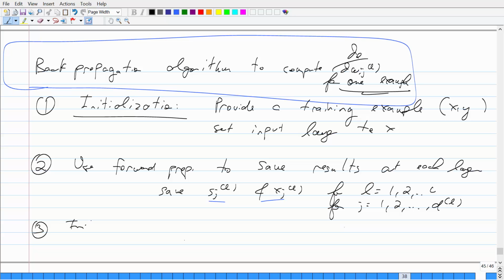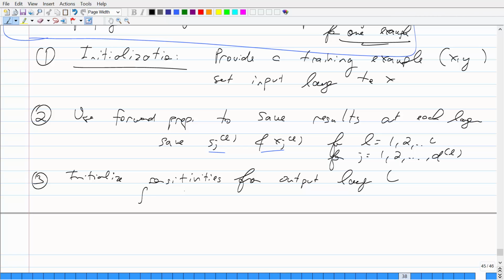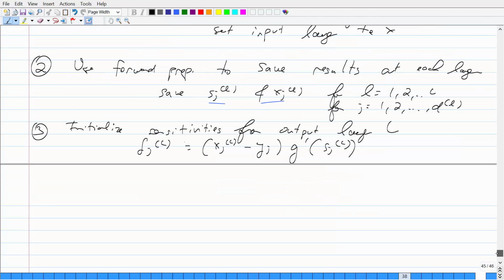So what you have to do is you have to initialize sensitivities for the output layer L. Okay? So in that case, it's this guy. So it's just x of j L minus y of j, and then times the derivative of the activation function for the input signals going in. So you have to initialize the sensitivities for the output layer.